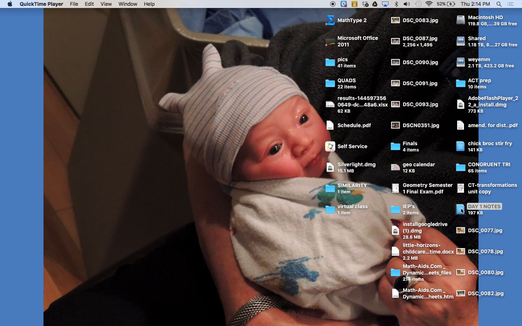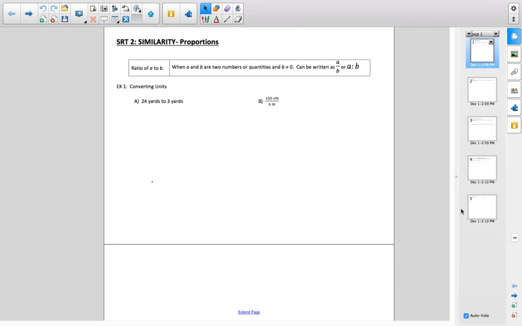So today we're going to start our notes on our new unit, and it looks like this. It's on similarity. As always, we need to learn a little bit of the basics and vocab before we get started on a new unit. So that's what we're going to do. Today we're going to talk about ratios.